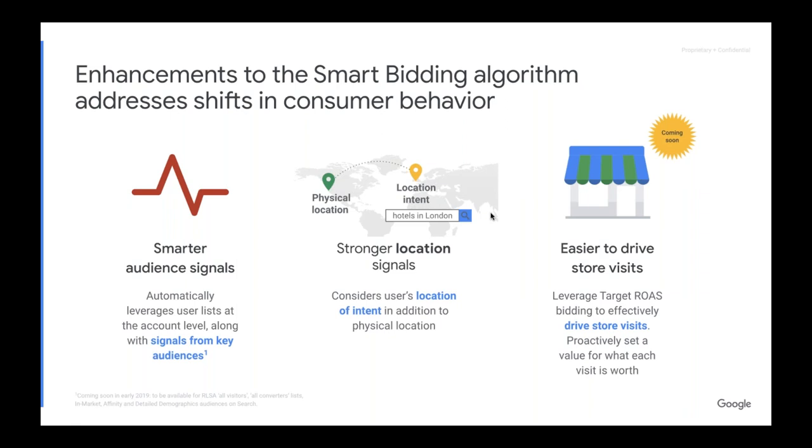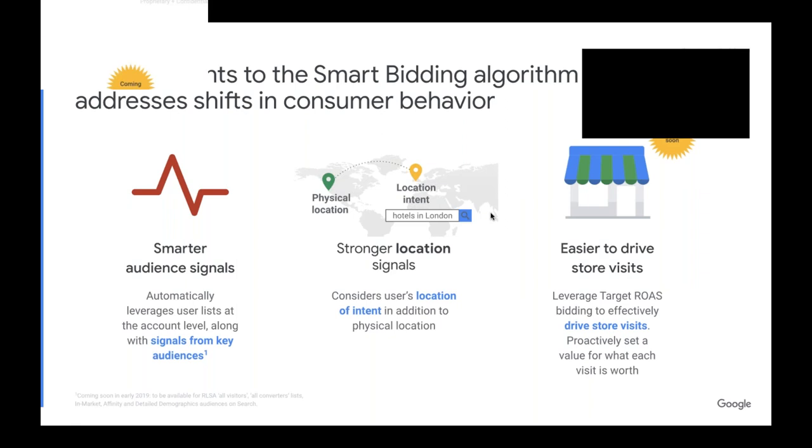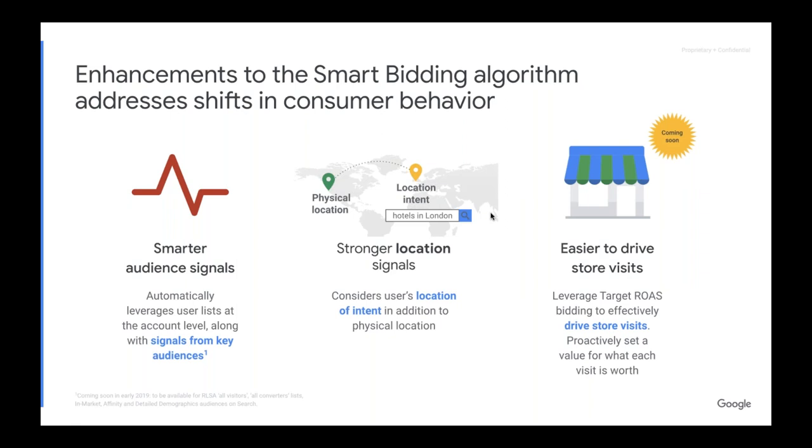The second improvement is about location signals. So today's smart bidding considers users' location of intent in addition to physical location. And eventually, this is actually a coming soon announcement, you will be able to drive store visits easily with the target ROAS bidding type that we'll look at today. Basically, you'll be able to proactively set a value for what each store visit is worth to you, along with values for your online conversions to drive both conversion types simultaneously. So very exciting, coming soon in 2019.